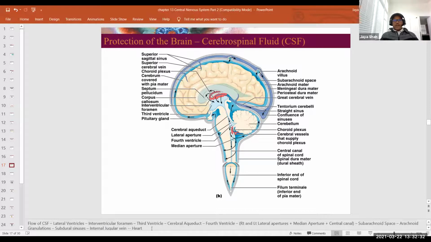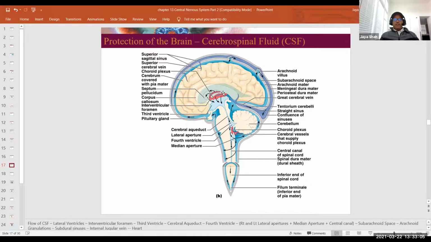So this diagram is all about the production, flow, and absorption of CSF. Okay. Read at least my note so you understand what I'm saying.